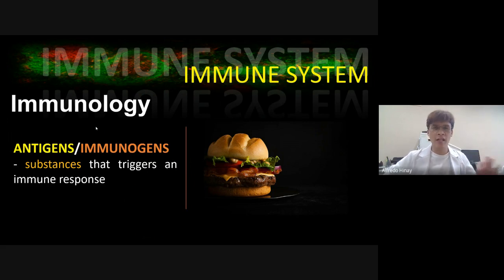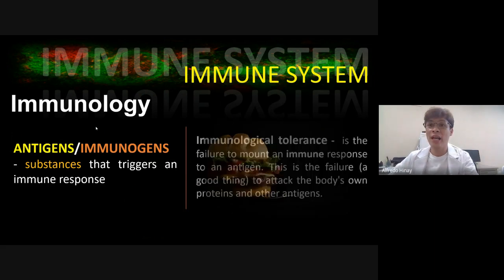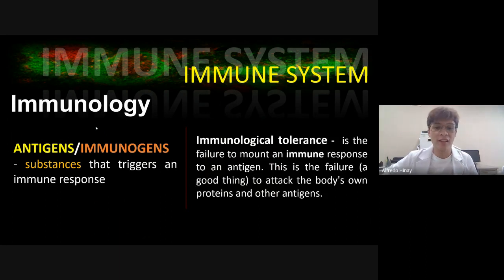And then maybe at your level, because you are taking professional subjects already, you'll be thinking, ah, okay lang naman siya because the food is digested already. However, during the digestion, there are some proteins that may escape. Okay? So therefore, how does the immune system distinguish whether this antigen or immunogen is self or non-self? And we have a term, immunologic tolerance. Immunological tolerance, class, is the failure to mount an immune response to an antigen. This failure is a good thing. Why? Because hindi tayo nagre-react sa mga bagay-bagay na hindi dapat mag-react yung katawan. So for example, food, or to attack the body's own proteins and other antigens.